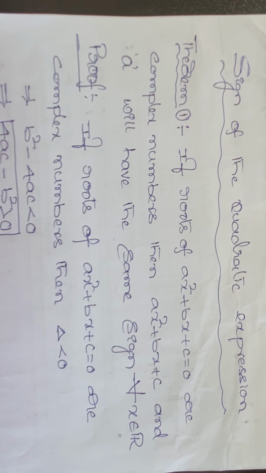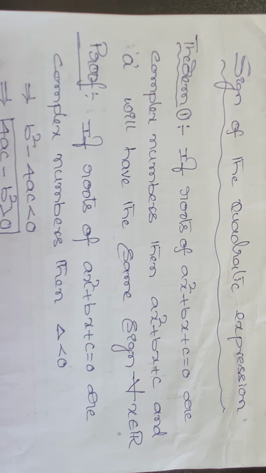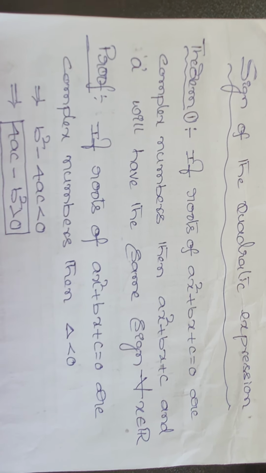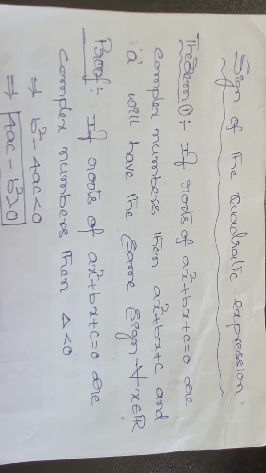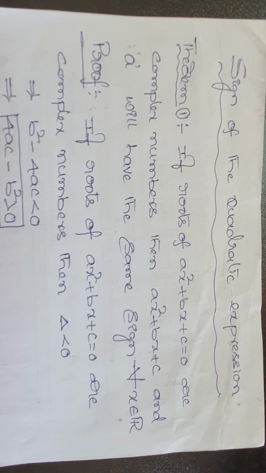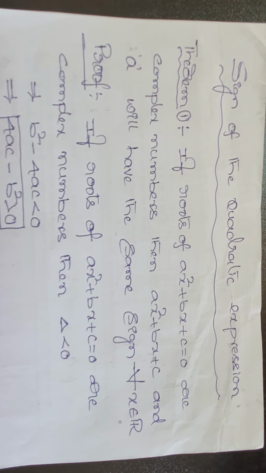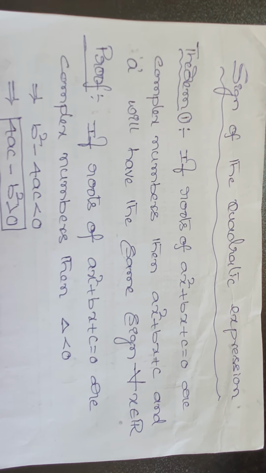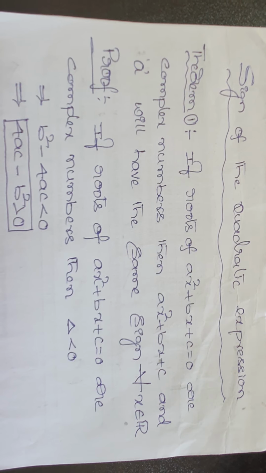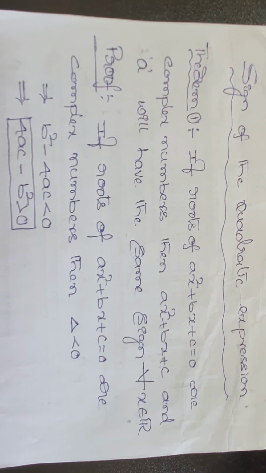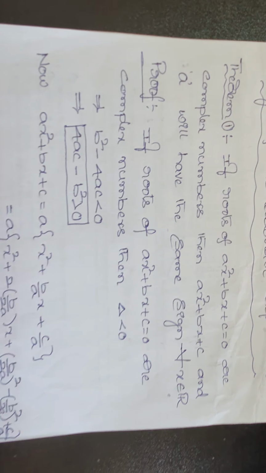Hi students, today we are discussing the sign of the quadratic expression. Theorem 1. If the roots of ax square plus bx plus c equal to 0 are non-real complex numbers, then the expression ax square plus bx plus c and a will have the same sign for all x belongs to capital R. That means x is any real number. Proof.